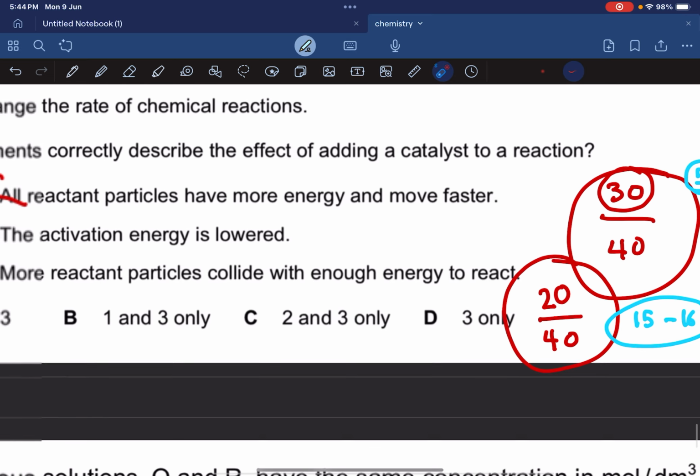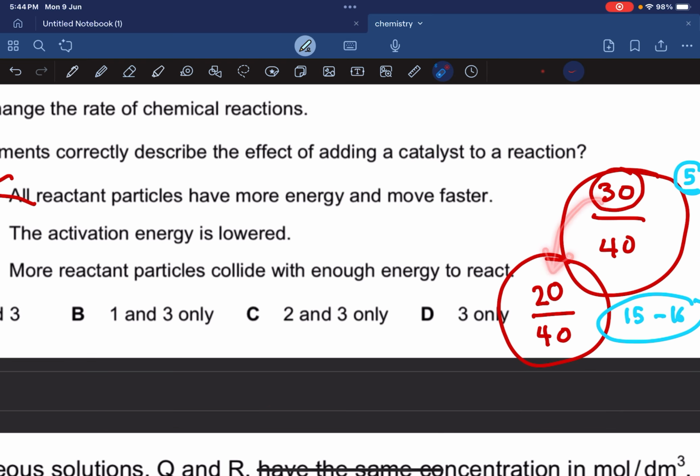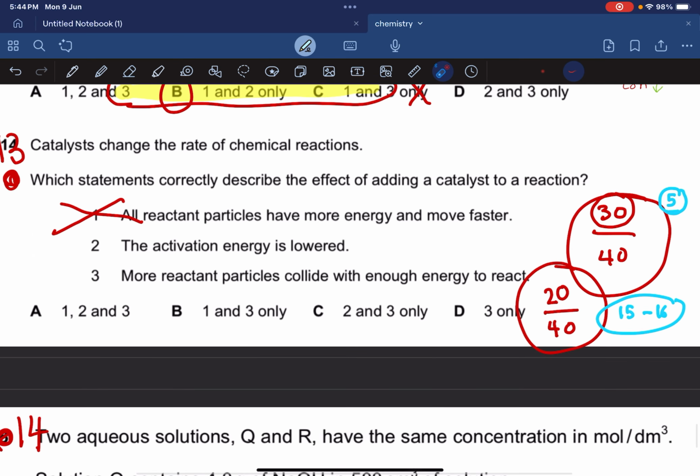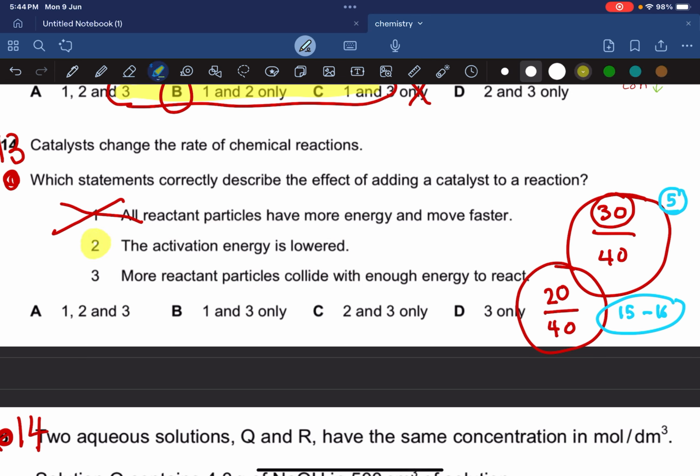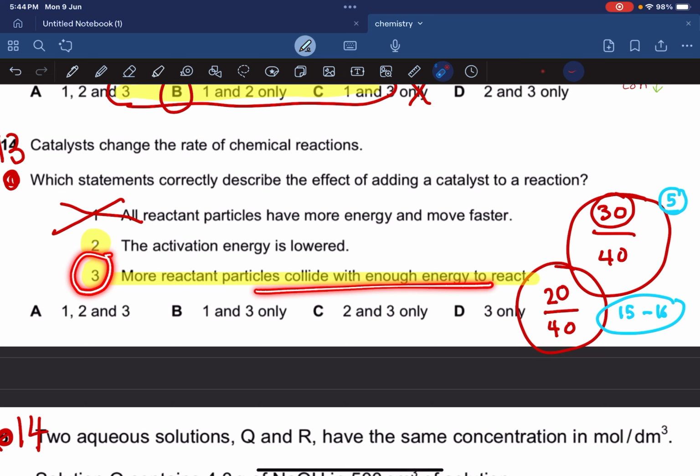So that's what a catalyst does: it decreases the minimum requirement, lowers the activation energy, or you can think of it as lowering the passing marks, okay? All reactant particles have more energy: no, not more energy. The activation energy is lowered. That is what a catalyst does. It lowers the activation energy. Okay, more reactant particles collide with enough energy to react. That's correct. More particles are going to collide with enough energy to react. More will be able to react. More students will pass the test. Okay, so it's option 2 and 3, which is option C.